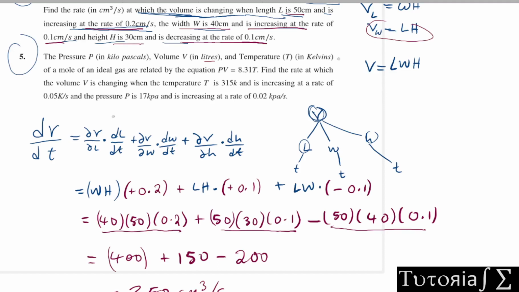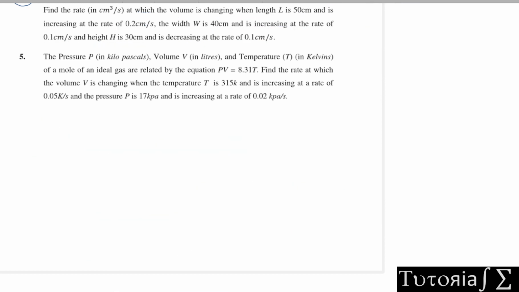So we can also just have an intuition of how to solve question 5, or let me just do question 5 as well. All right, so we are on question 5. Question 5 says the pressure, volume in liters and temperature in Kelvin. So P is for pressure, V is for volume, and T is for temperature, of a mole of an ideal gas is related by this equation. Find the rate at which volume is changing. Okay, the rate at which volume is changing.